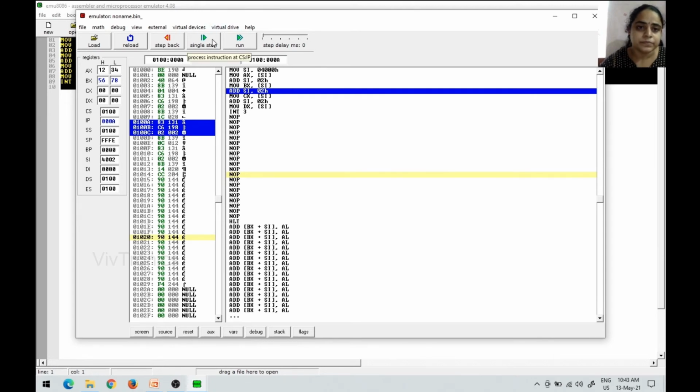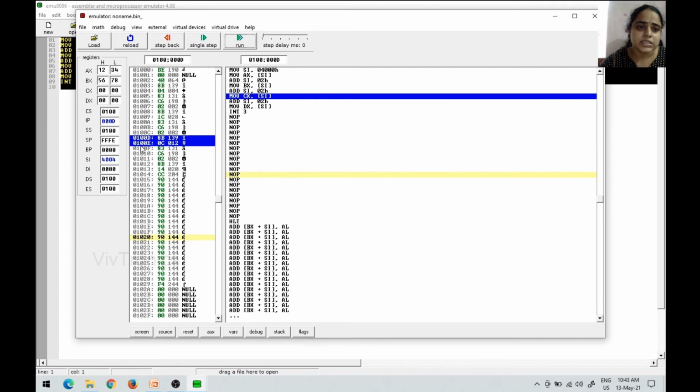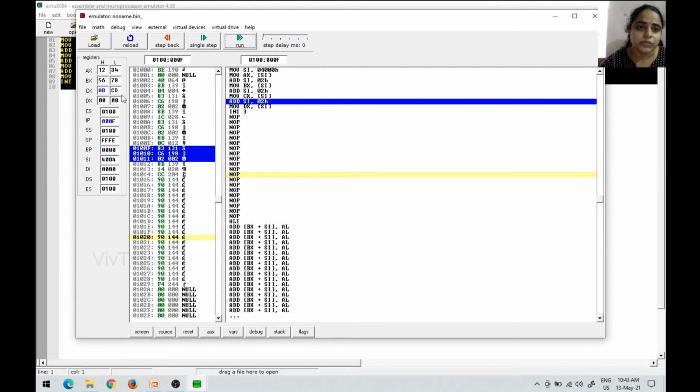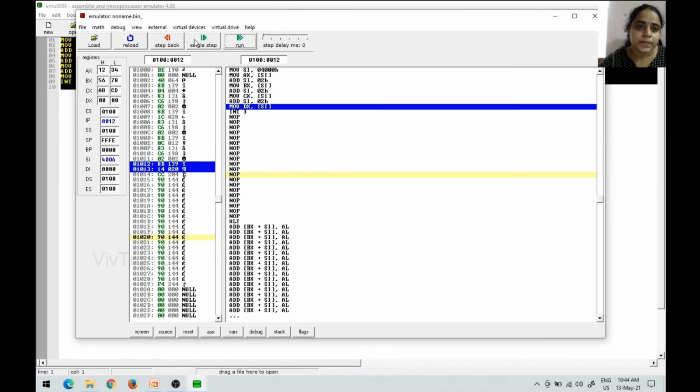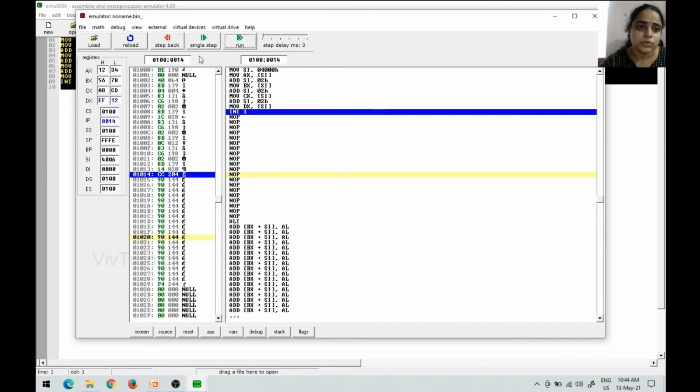And next, again SI has to be incremented by 2. So now SI is at 4004. So now MOV CX, [SI]. ABCD is copied to the CX register. And again SI should be incremented by 2, that is 4006. And now the DX register is copied with EF12. Okay, so this is the status of registers after executing our program.